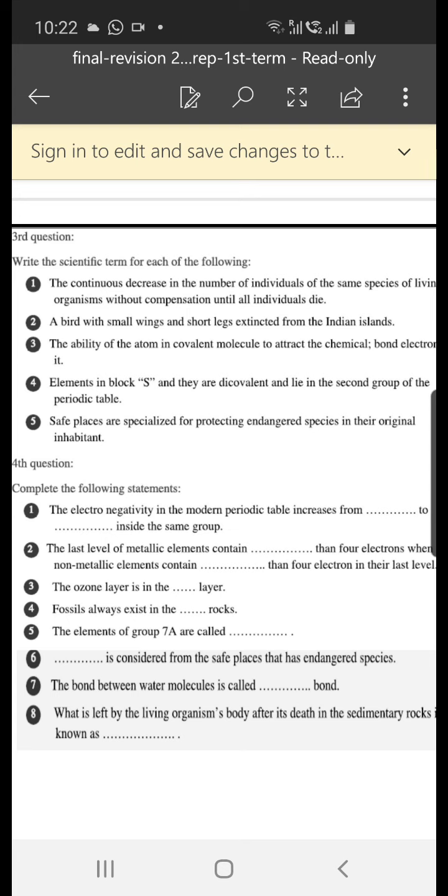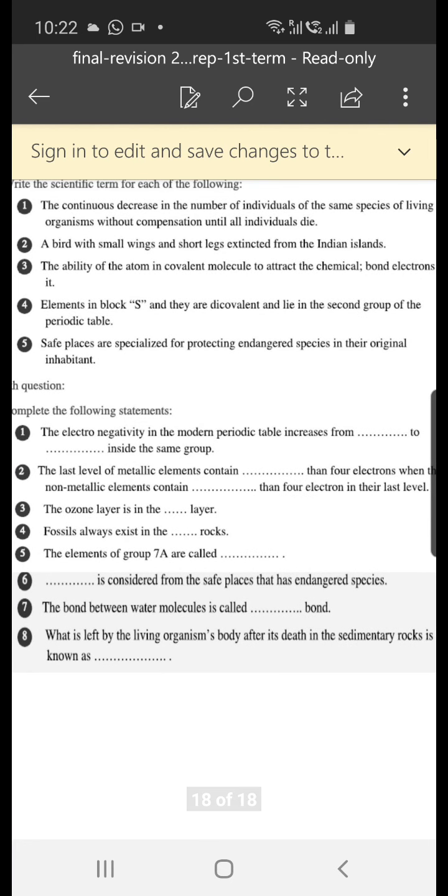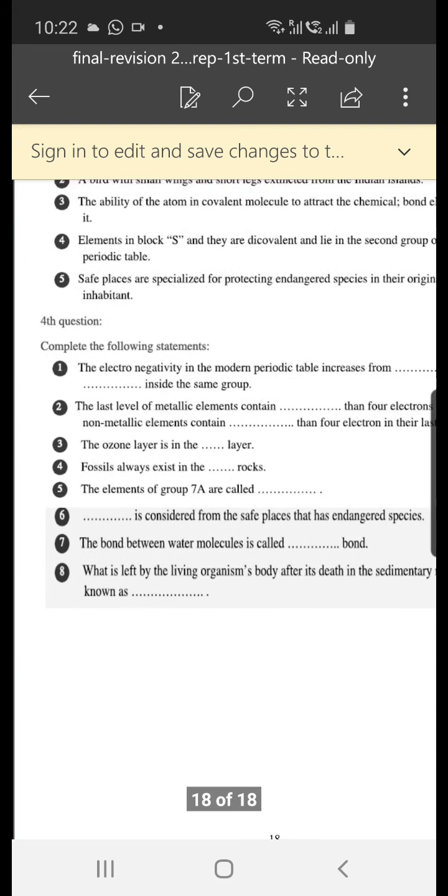Number 3, the ability of the atom in a covalent molecule to attract the chemical bond electrons to it. The answer is electronegativity. Number 4, elements in block S and they are divalent, lying in the second group of the periodic table. It is of course elements of group 2A, not 1A, and they are called alkaline earth metals. And also this question is cancelled. Number 5, safe places specialized for protecting endangered species in their original habitat. The answer is natural protectorate.